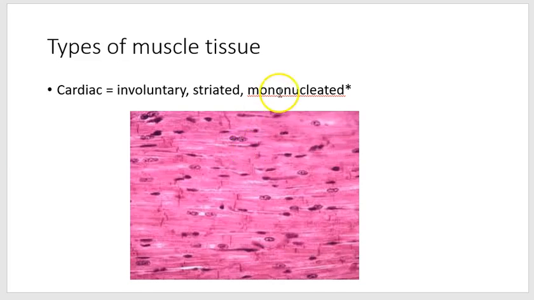Cardiac is also mononucleated, so for each one of these dark purple nuclei, it is for an individual cell. You can see there's some white space in here because your cardiac muscle is also branched, and so you can have it where it goes out to more than one cell. There's an asterisk here on mononucleated because sometimes there are two nuclei per cardiac cell, but more often than not, it's only one.